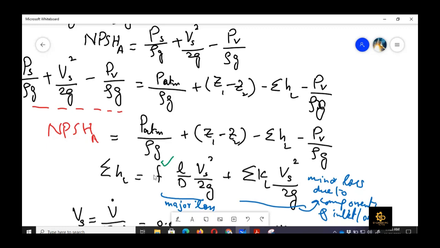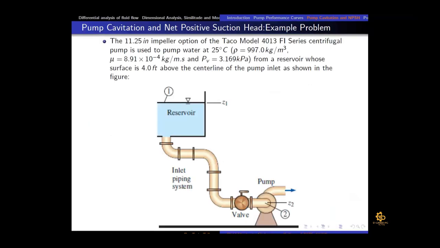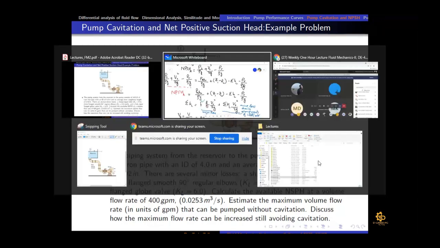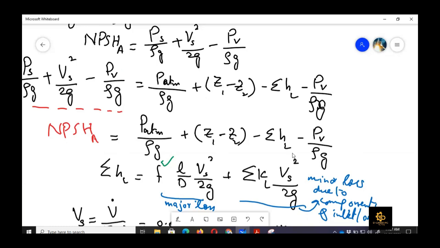For the HL calculation, F is known to us, which we have determined. Then we put in the total length, it should be given somewhere here. The total length of the piping system is 10.5 feet in the data, and then L upon D, and all other data is known. So HL can be calculated.